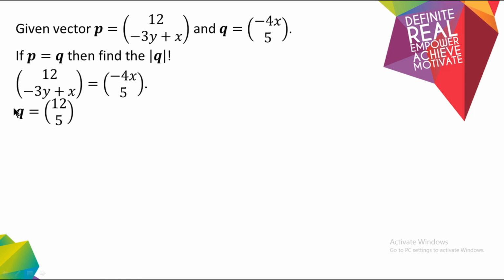After we find vector q, we can find the magnitude of q. The magnitude of q equals the square root of 12 squared plus 5 squared, so equals the square root of 169, equals 13.